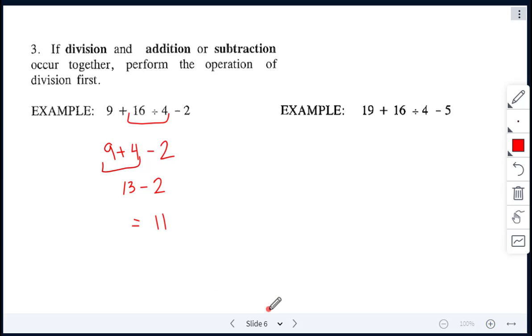All right, so I'd like you guys to try that example on the right. We have here 19 plus 16 divided by 4 minus 5. Again, we have to do our division first. So bring down the 19 plus 16 divided by 4 is 4. And then we have the minus 5. So 19 plus 4 now. 19 plus 4, that's 23. And then minus 5. And 23 minus 5, that gives me 18.